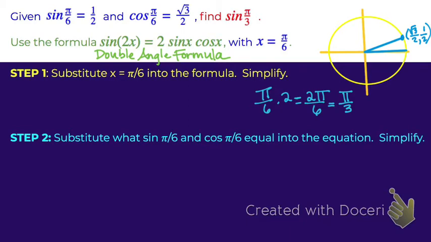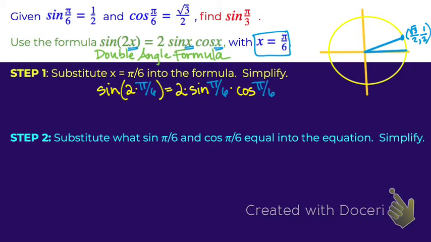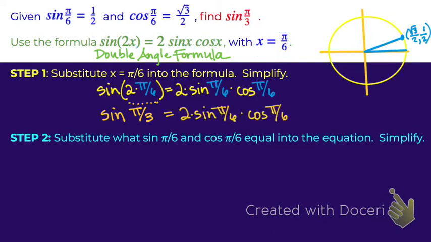So our first step is to take our original angle, pi over 6, and substitute this into the formula everywhere we see an x. And now we're going to simplify. On the left side, we already know from our calculation that 2 times pi over 6 is pi over 3. And there's nothing on the right side that we can simplify at this point. Then our next step is to substitute in what sine pi over 6 and cosine pi over 6 are.